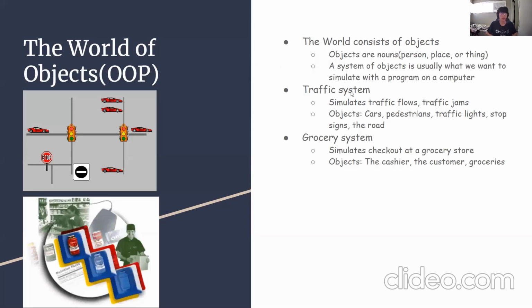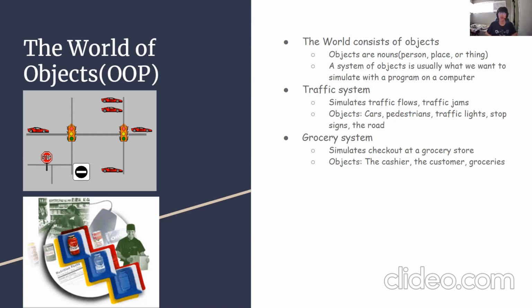So, the world of objects. This world, called just the world, consists of objects. And objects are just nouns. They're people, places, things. They're just things that exist in reality. Solids, like a cup. A cup is an object. Or me. I am a person, so I am an object.